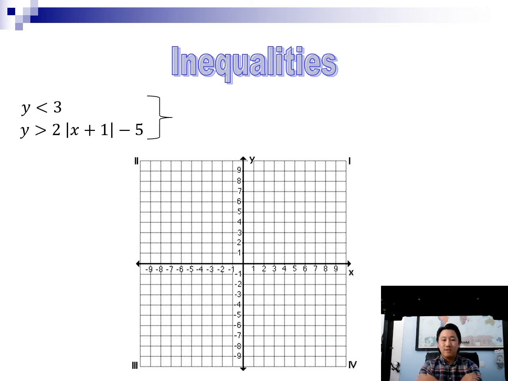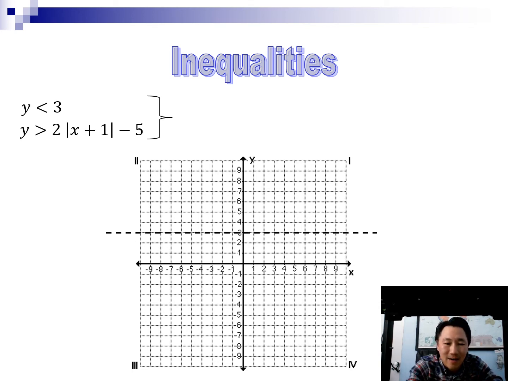Let's do another one. Another system of inequalities. The first one looks weird because it looks like it's missing stuff, but it's just y is less than 3. Remember, graphs that are in the form of y equals or y something, those are always horizontal lines. So y is less than 3 is just a horizontal line at 3.